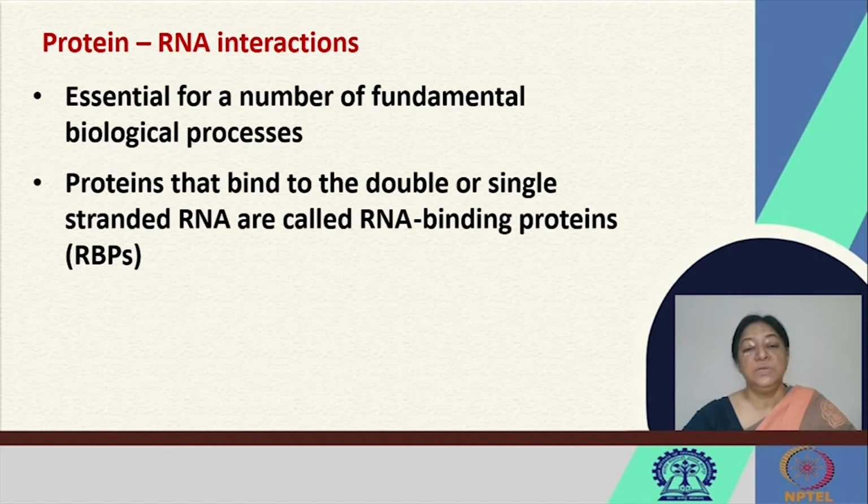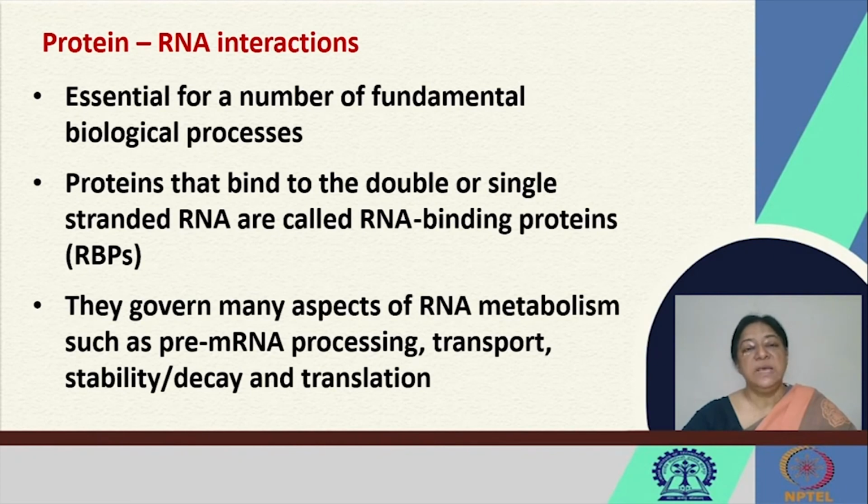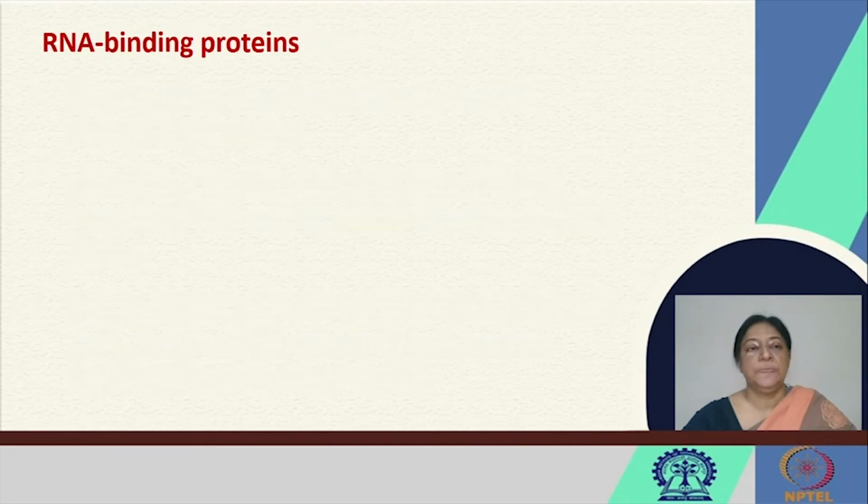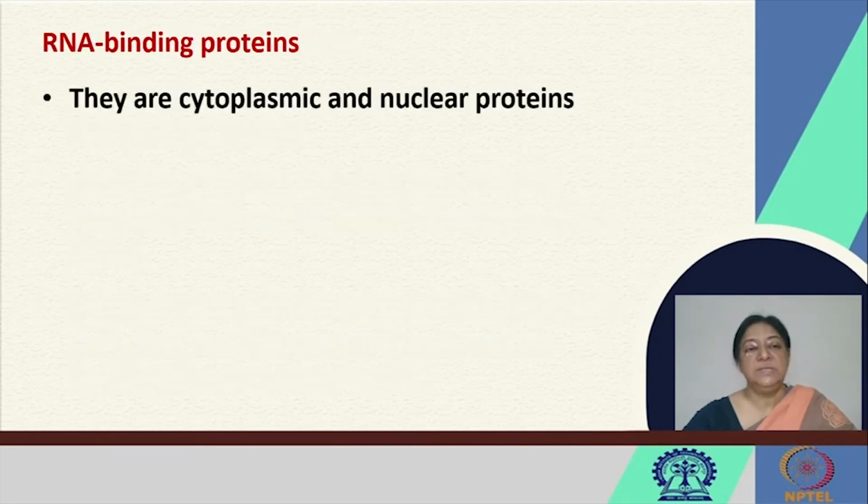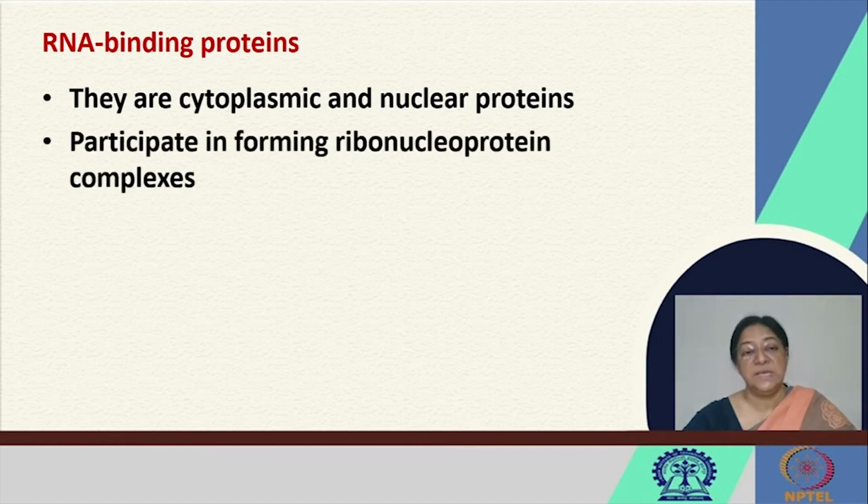Proteins that can bind to the double or the single-stranded RNA are called RNA binding proteins, or abbreviated as RBPs. What they do is they govern many aspects of RNA metabolism, such as pre-mRNA processing, transport, stability, decay, and translation. The RNA binding proteins are cytoplasmic and nuclear proteins, because we realize that given their importance in the specific processes that they are involved in, they have to be present at many places in the cell.